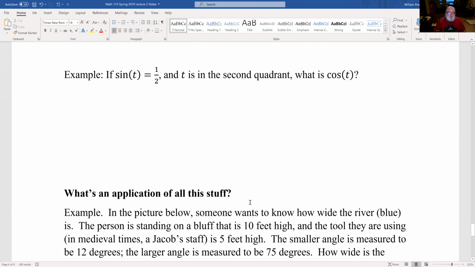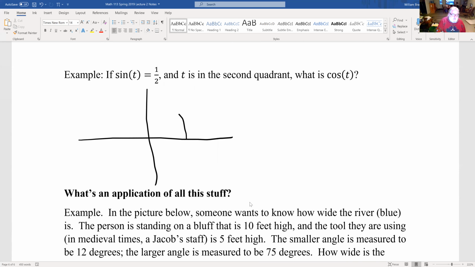So if sine of t equals 1/2 and t is in the second quadrant, what is cosine of t? So sine of t is 1/2. T is in the second quadrant, so that means we're over here. And so we must be looking for this point here. And this is the angle that we're dealing with.